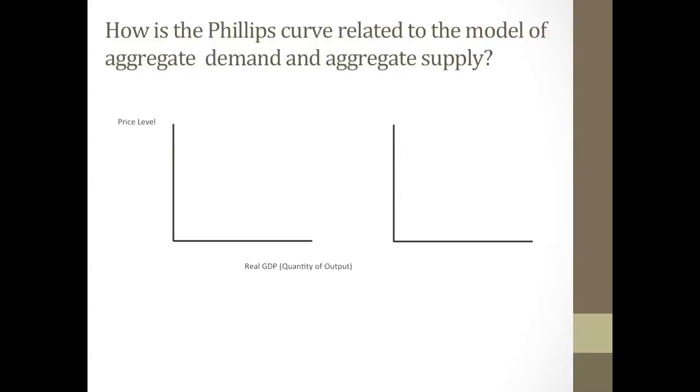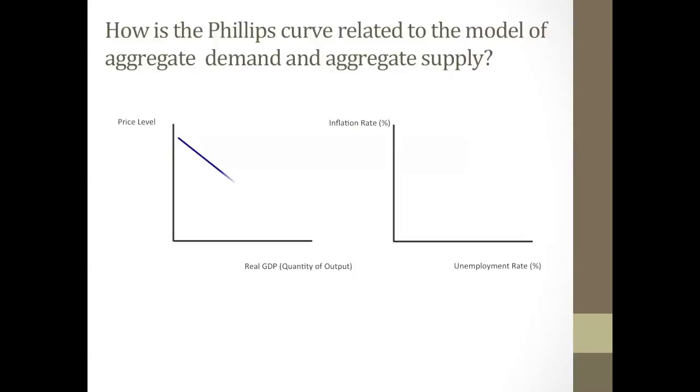Let's first set up our axes. Remember that with aggregate supply and aggregate demand, price levels are on the y, and real GDP, that is the quantity of what the economy can produce, is on the x. Let's set up our Phillips curve. Again, inflation rate is a percentage and unemployment rate is a percentage on both of the axes here.